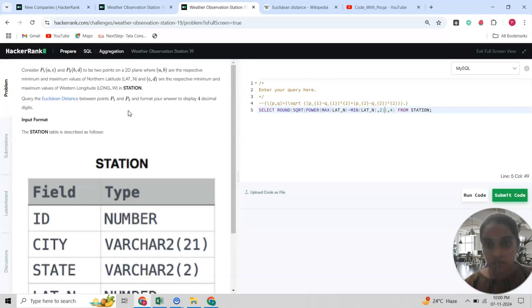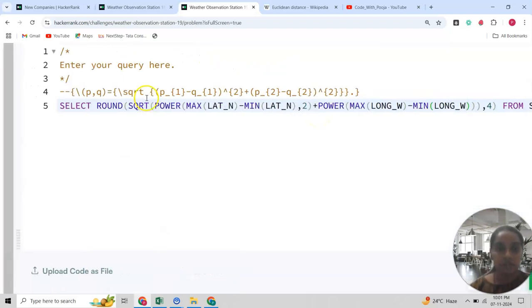Then again I have to use the power function, this time for the longitude. Okay, LONG_W, longitude western longitude, and then minus mean of LONG_W, western longitude. Okay, so what the query says, we have to take the square root.